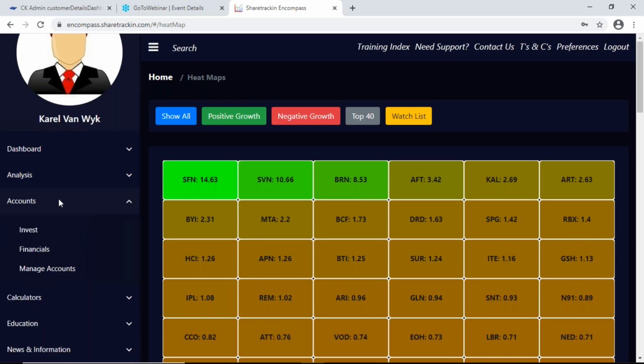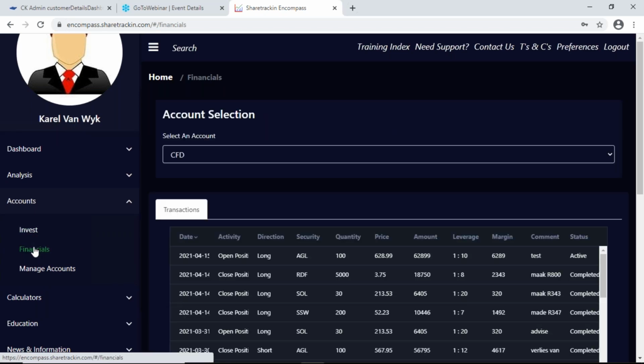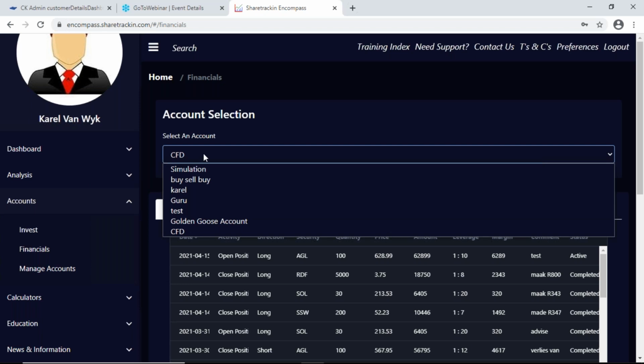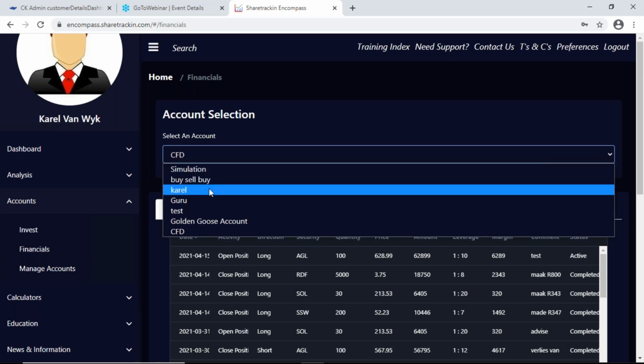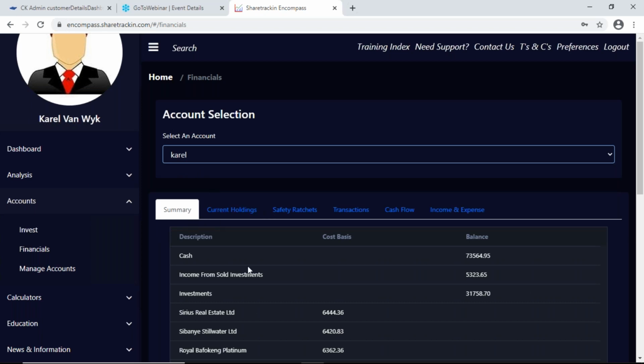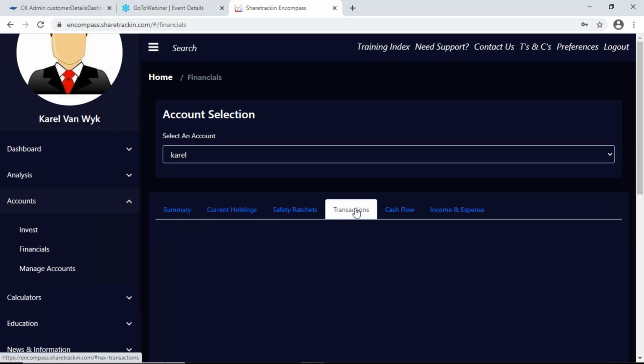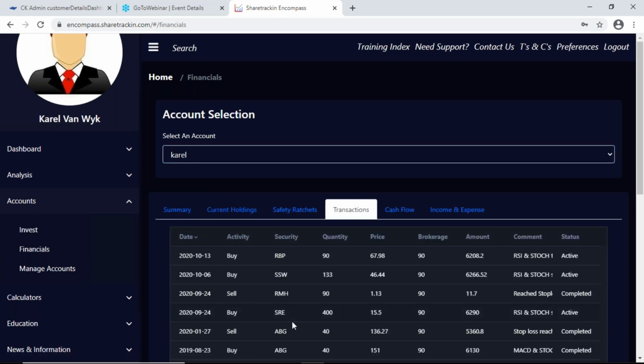Next up, I have accounts. If I look at accounts, there's the invest button. So that's the longer way to invest. Financials. If I click on financials, it gives me the transaction history of my CFD account. But if I click on select an account where it says CFD, I can click on any account there and click on transaction history, and it will give me the full history of my account.